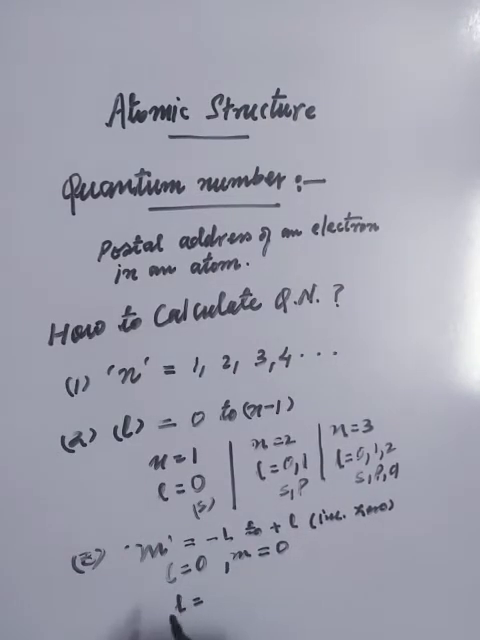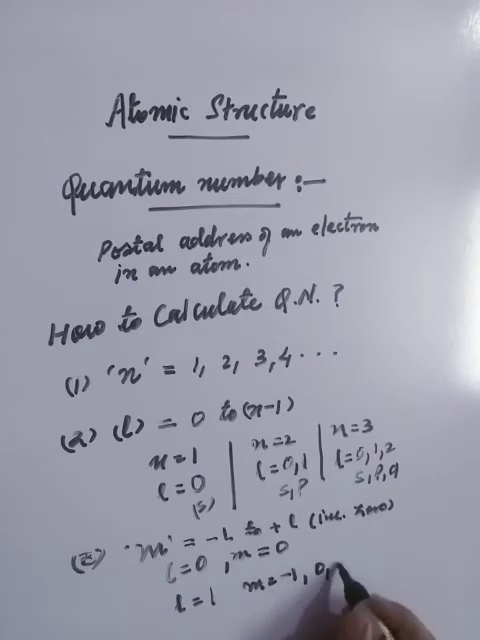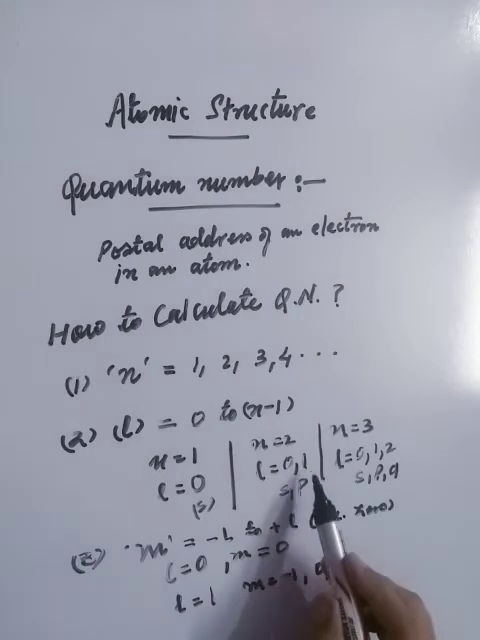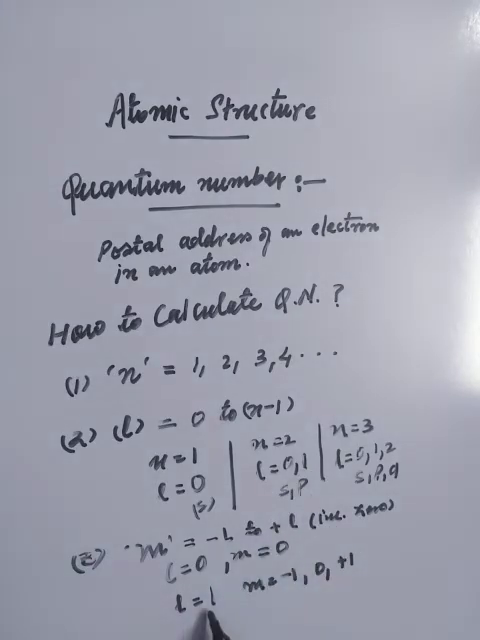If L is equal to 1, then m will be equal to what? Minus 1 to plus 1 including 0, which means minus 1, 0 and plus 1. And L equal to 1 means p subshell. So the p subshell carries three orbitals.